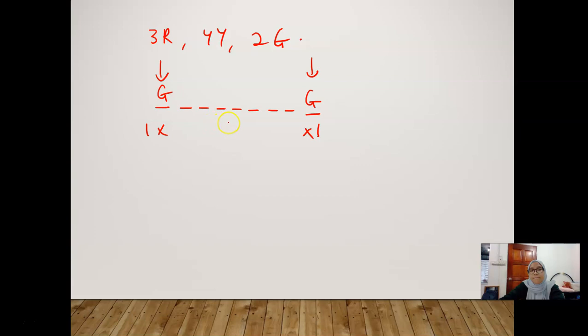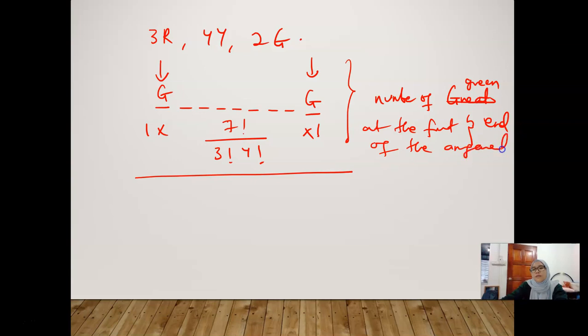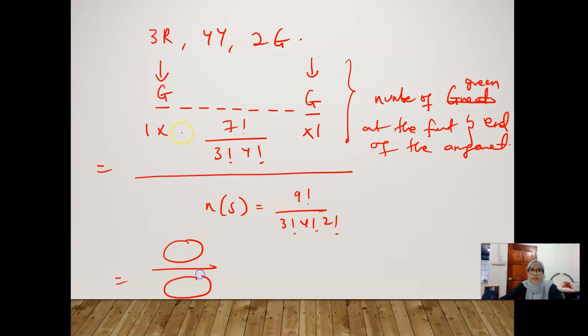So you will have 7 factorial divided by the repeated red and repeated yellow. Okay, this is the number of ways with green at the front and end of the arrangement. And then over the number of sample space. What is that? 9 factorial over 3 factorial, 4 factorial, 2 factorial. Okay, then you divide. What is the answer here?